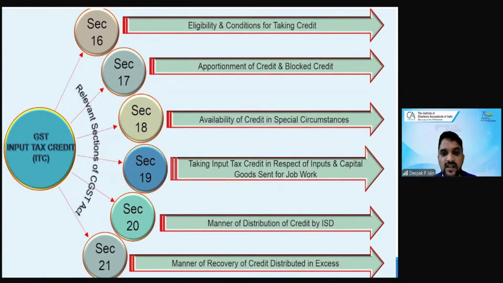Then section 19 says when you can take input tax credit in respect of inputs and capital goods which are sent for job work. Then the manner of distribution of credit is covered in section 20. That is only for an input service distributor. And the manner of recovery of credit which is distributed in excess is in section 21. So 20 and 21 will be read together. So we start with section 16.